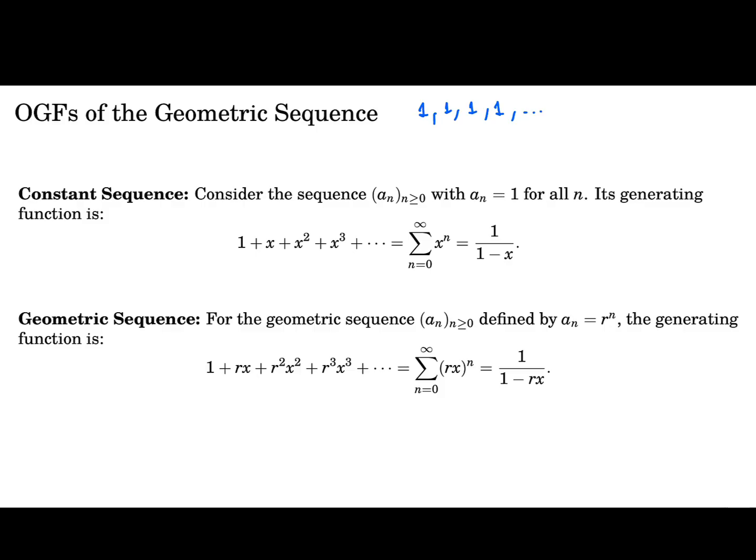More generally, if you have a geometric sequence, so if a_n is the sequence r to the power n, so a0 is r to the 0, which is equal to 1, then you have r, then r squared, and so on. Then the generating function for this, again using the geometric series identity, because you can write it like this, you get this expression here. And so these are simple examples, but they are important because many generating functions are actually built from the geometric sequence.